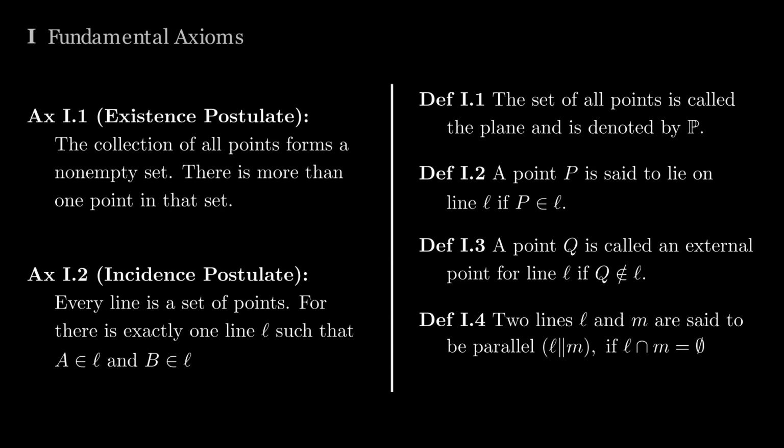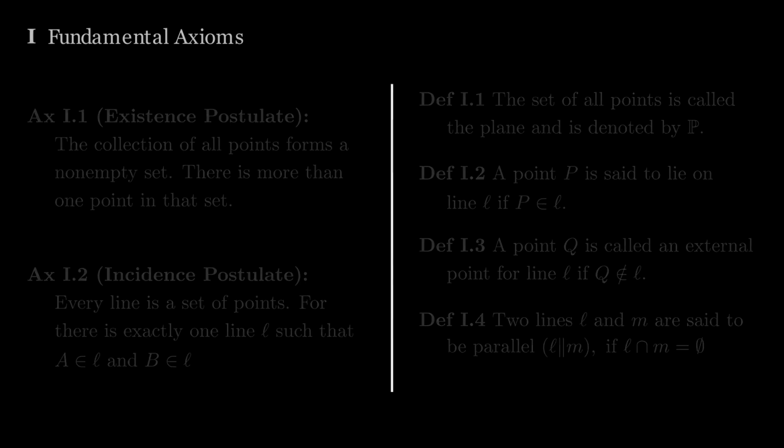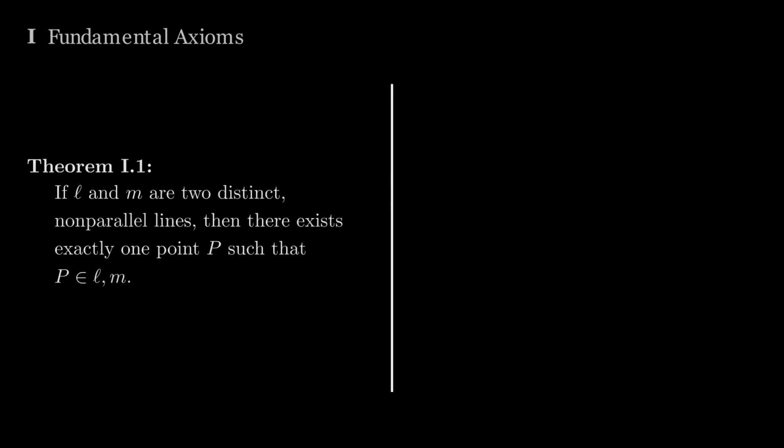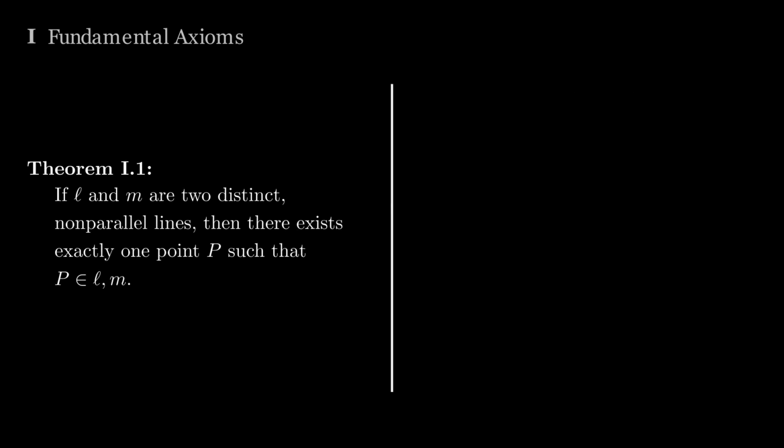Most of our definitions will be very simple, as you can see on our right, and they'll just tell us how we define certain terms. It'll be important to take note of the notation being used, as we'll frequently be seeing them later on. Let's take a look at our first theorem. If L and M are two non-parallel lines, then they only intersect at one point.